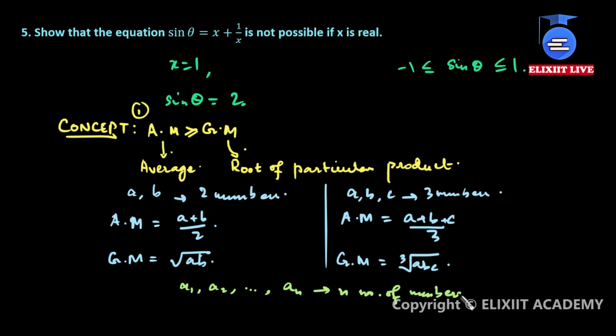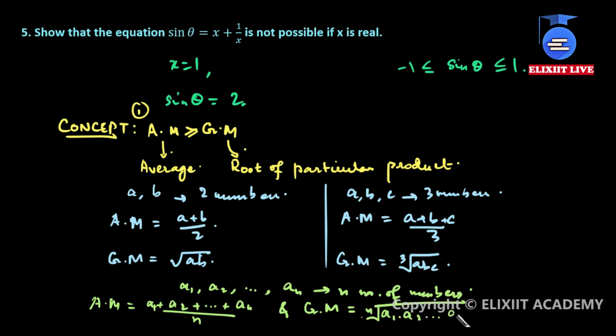Any values. If 4 numbers would have been there, then this would have been A plus B plus C plus D divided by 4. And geometric mean would have been fourth root of A times B times C times D. So if n numbers are there, in that case, AM will be A1 plus A2 and so on up to AN divided by N, and geometric mean would have been nth root of A1 times A2 times and so on up to AN.